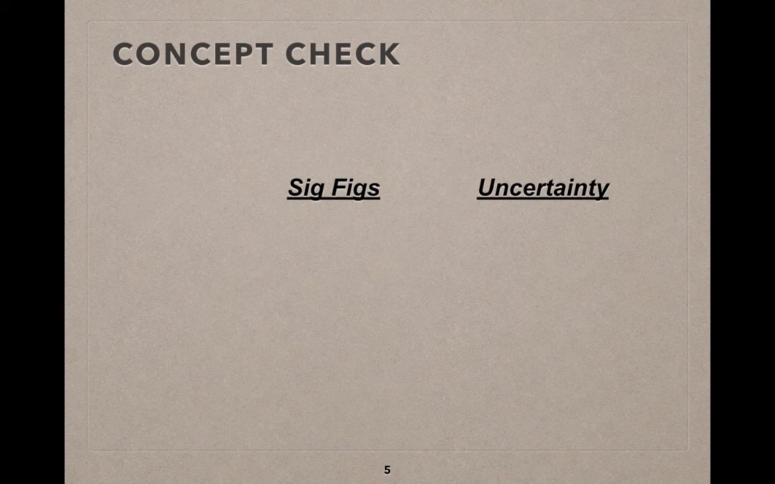So let's do a real quick concept check here. We'll look at some values. We have maybe a burette measurement at 20.20 milliliters. So our significant figures there is going to be 4. Both the 2's and both of those zeros are significant. Our uncertainty is going to be in the hundredth of a milliliter, so plus or minus 0.01 milliliters.